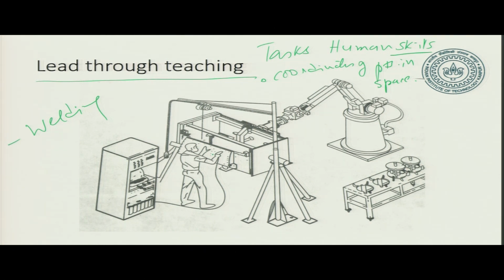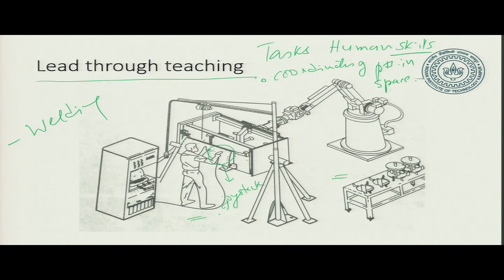So, we have a human operator on one side, you can have a look at this figure, and there is a robot on the other side. The human operator is holding a joystick, and he is moving the joystick just the way he would move when he was doing welding. All the positions and orientations get recorded in the memory of the computer, and then the computer passes it on to the robot, and the robot performs the same functions.